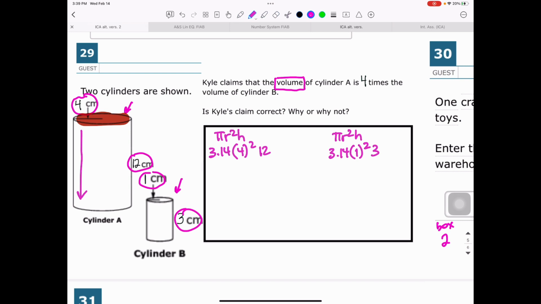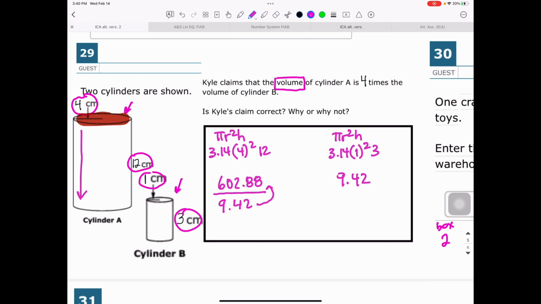So this one, if I'm going to do it on my calculator, 3.14 times 4 times 4 times 12 equals 602.88. This one is 3.14 times 1 times 1 times 3. This one is just 9.42. So Kyle tried to say that this was only 3 times bigger, that if I multiply this by 3, I get 602. That's not right. So how many times bigger was it? Well, let's divide 602 by 9.42. Let's see how many times this one goes into this one. How many times bigger than that is it?